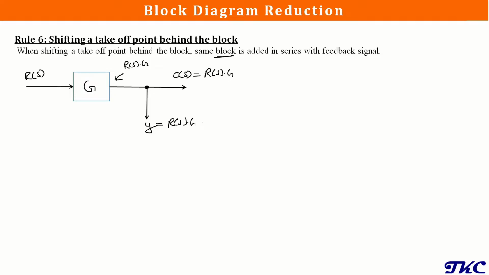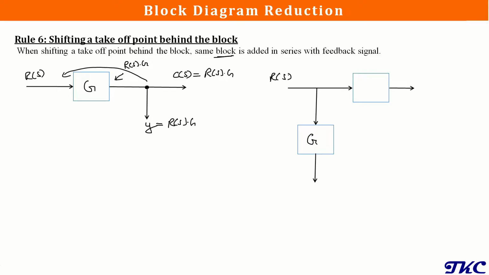Now when we apply this rule, shifting the takeoff point behind the block, we have to add the same block transfer function in the feedback signal, so it will be G here. We again have the same input R of S, the output will be C of S, and the transfer function of the block is G. What we did is shift this takeoff point behind this block, so because of that we are adding the same block here in series with the feedback signal.